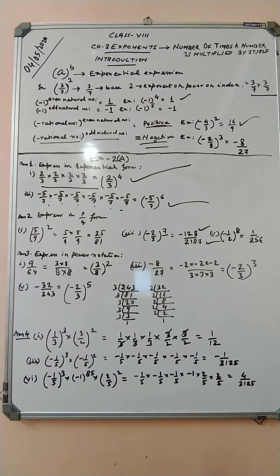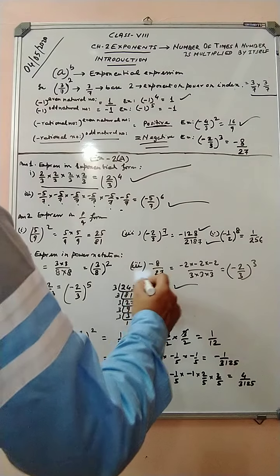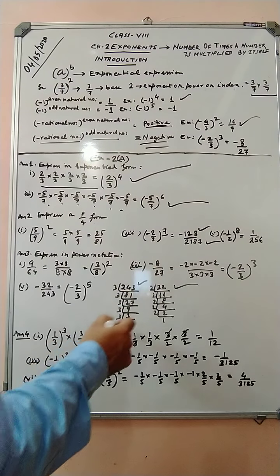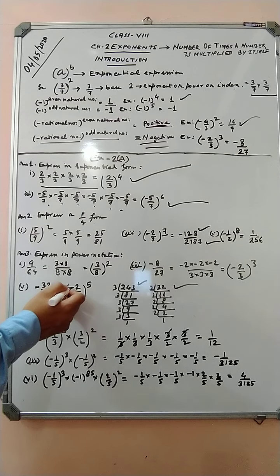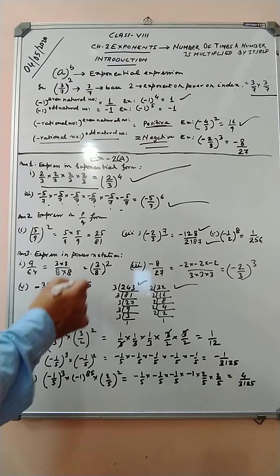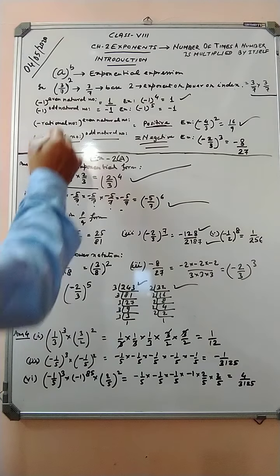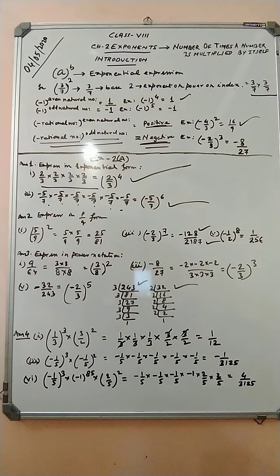Minus 32 by 243. So you can take out the prime factorization of 32 and of 243, and you see 1, 2, 3, 4, 5. It can be written as 2 by 3 to the power 5. And as the sign is minus, you have to write minus, because a negative rational number to the power odd is negative.